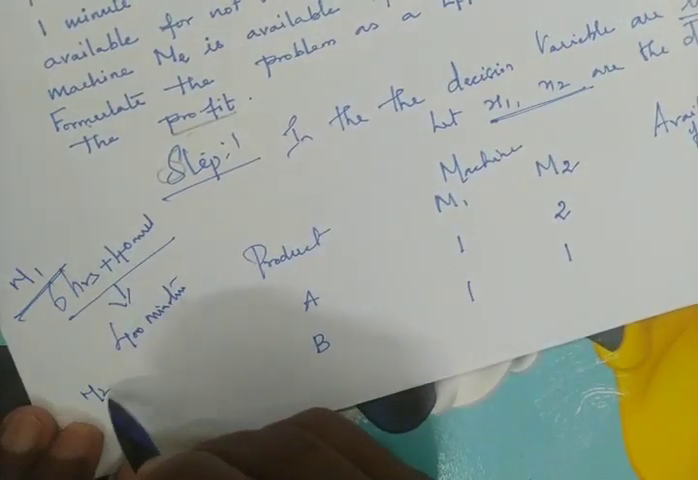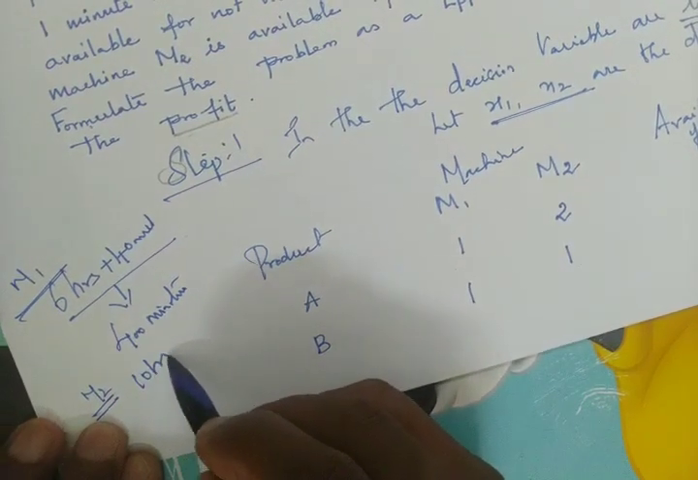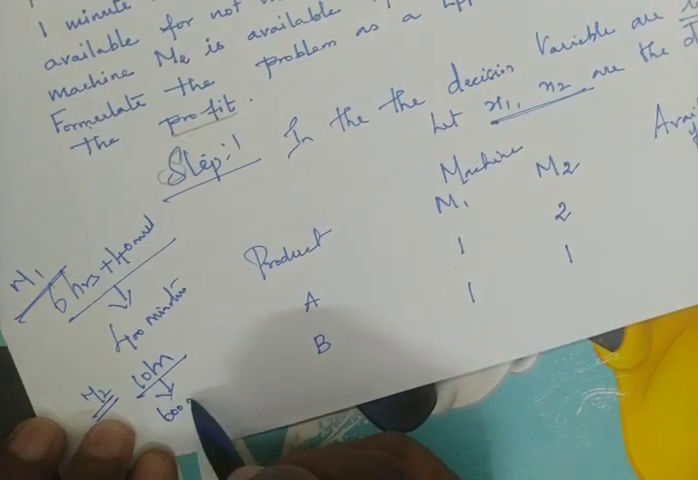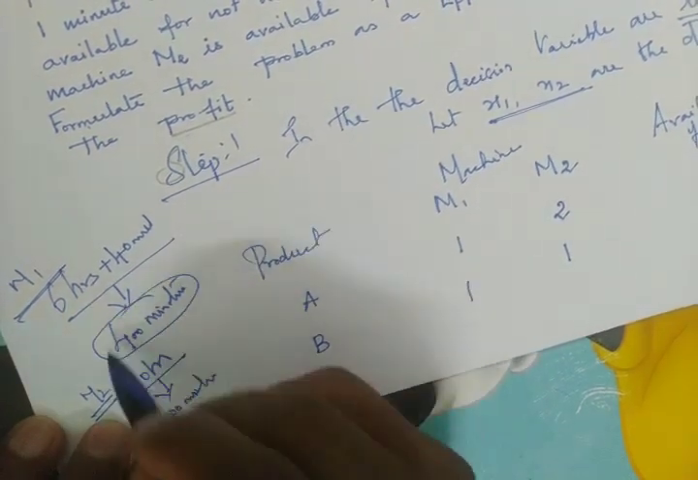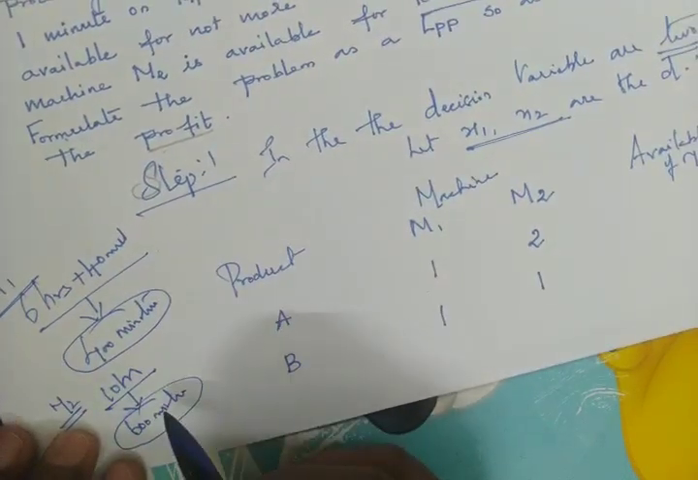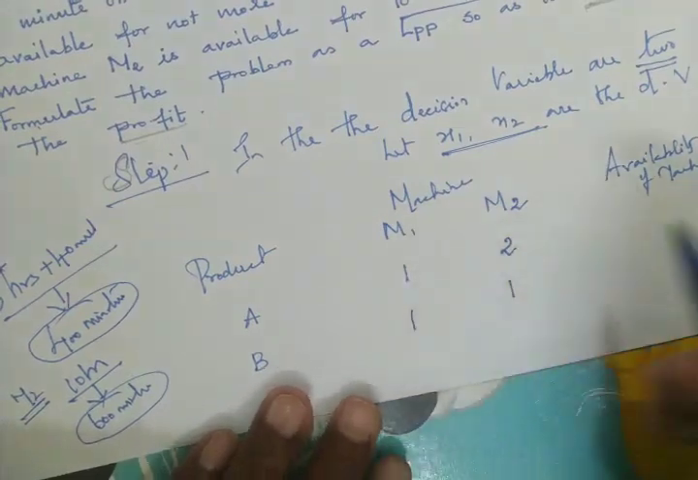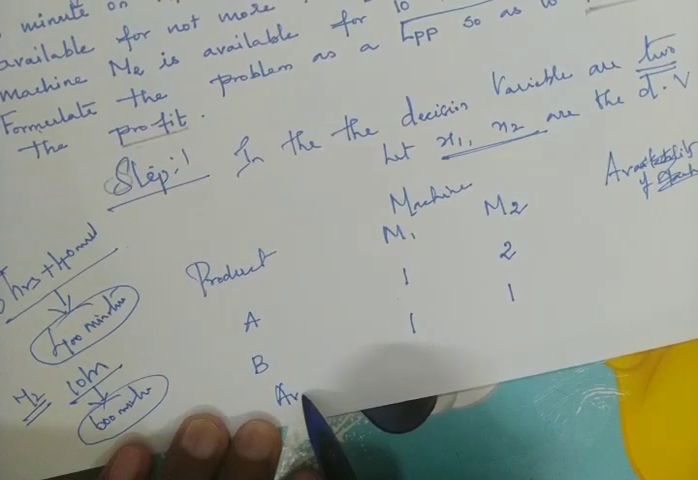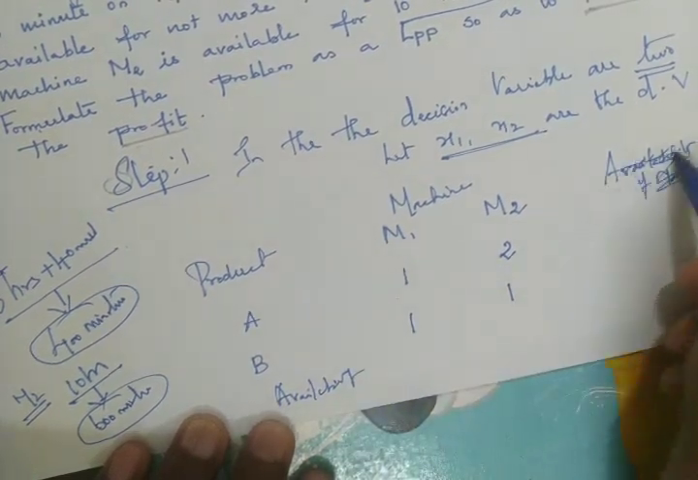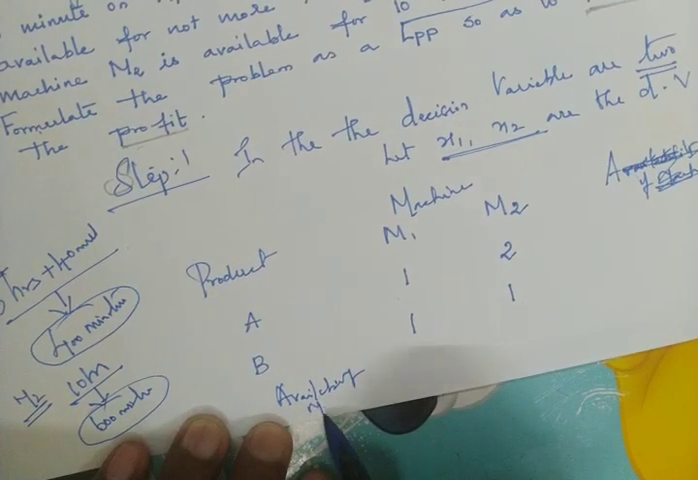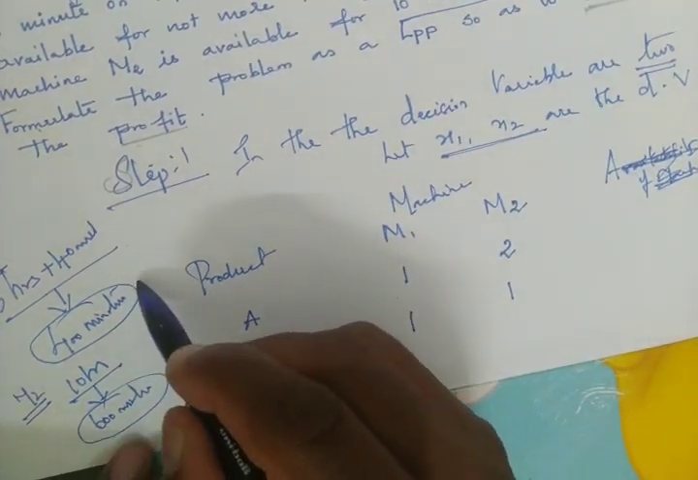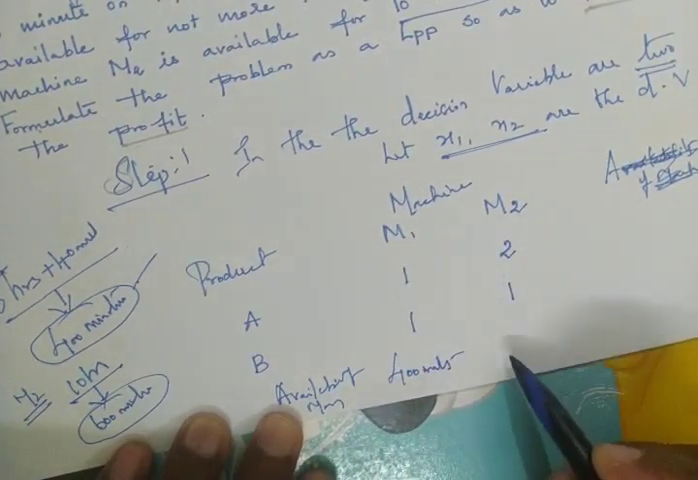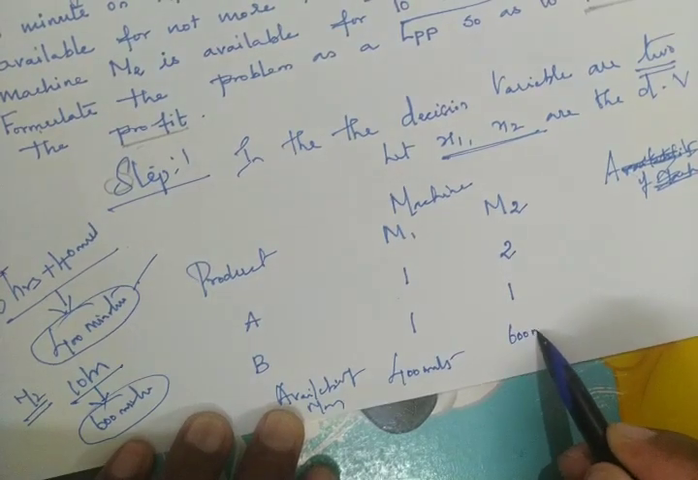Similarly, machine M2 is available for 10 hours. The 10 hours we also convert into minutes, so it becomes 600 minutes. Now both machines' available times are in the same unit, minutes. So the availability of machines you can write at the bottom, it will be easy for us. M1 is available for 400 minutes, and machine M2 is available for 600 minutes.